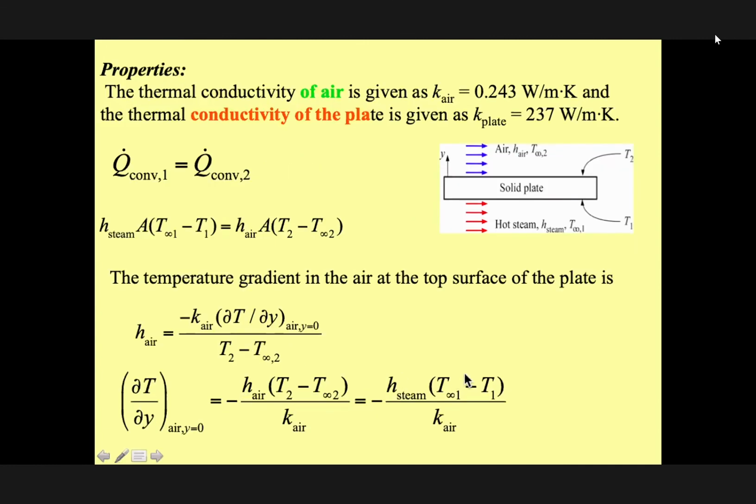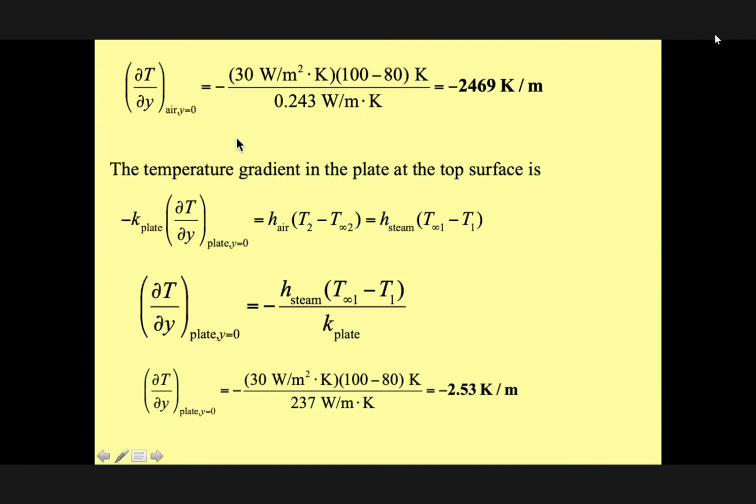Since we know this value, we know the K of R, it gives us the value of the temperature profile at this point. The temperature profile is 2,469 degrees per meter, okay? Therefore, this is the slope of that line at that profile, okay? Therefore, this is the slope of the temperature at that point, okay?